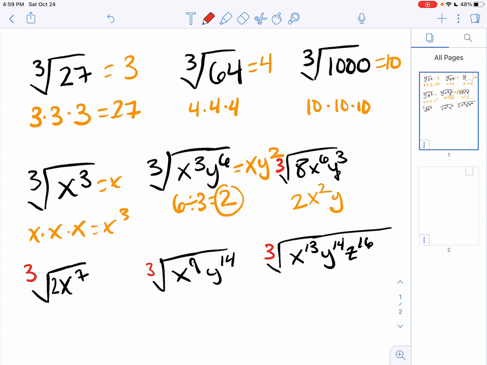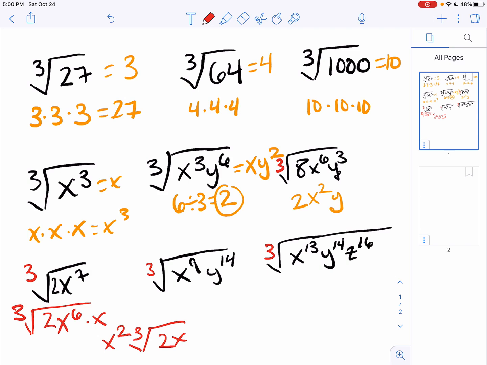But what I can do is change it into x to the sixth times x. The reason I'm going to do that is because 6 is divisible by 3, like we've been doing. So the cubed root of x to the sixth will be x squared. So I can take out the x to the sixth as x squared, and then I still have my cubed root, and inside here I have 2x left.